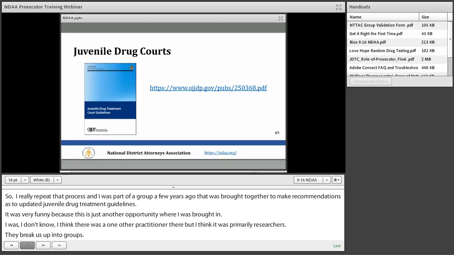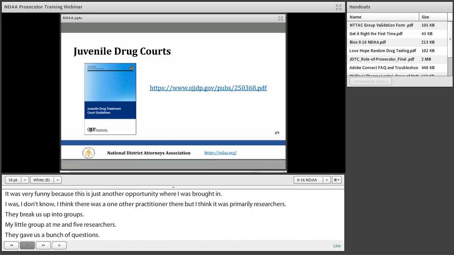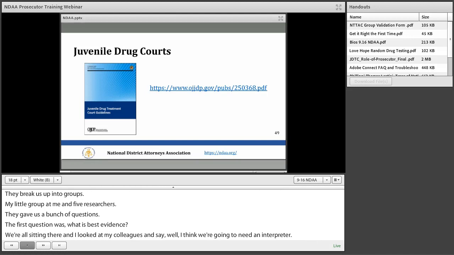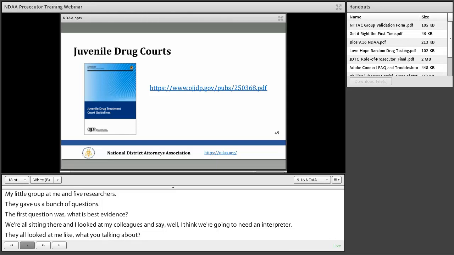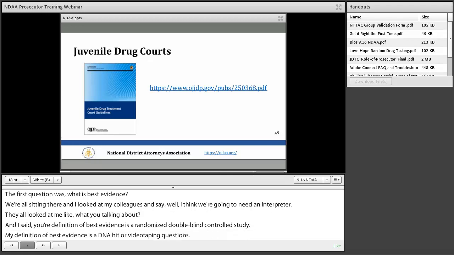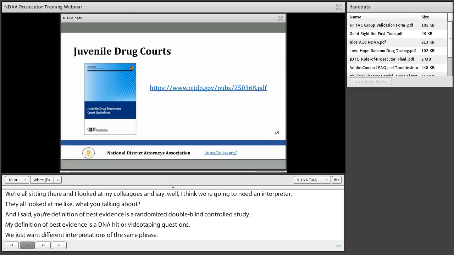They gave us a bunch of questions, and the first question was, what is best evidence? So we're all sitting there, and I looked at my colleagues, and I said, well, I think we're going to need an interpreter. They all looked at me, like, what are you talking about? And I said, well, your definition of best evidence is a randomized double-blind control study. My definition of best evidence is a DNA hit or a videotape confession. I said, we just have different interpretations of the same phrase.